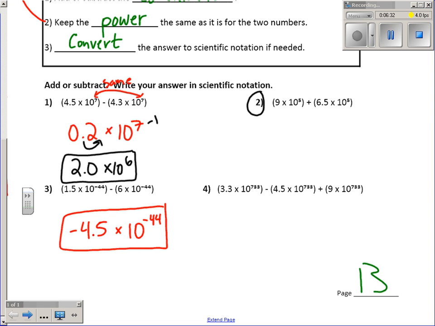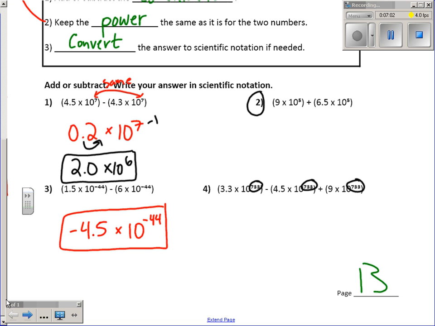Now, our third example, we're going to have a string of subtraction and addition. All of this we can use our short method for, because all of these have the same exponent. If those were not all the same exponents, we couldn't do this. We will in the future do some problems where those won't be the same, and we'll show you how you can make it so that they are the same. Then you can use the short method.